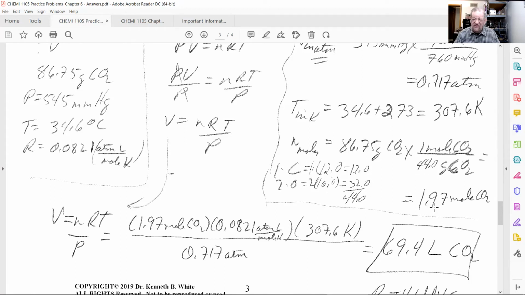44.0 is 3. You get 3 significant figures. Now, remember, I'm trying to find volume. I have N, R, T divided by P. N I'll put in from right here. R is the universal gas law constant.